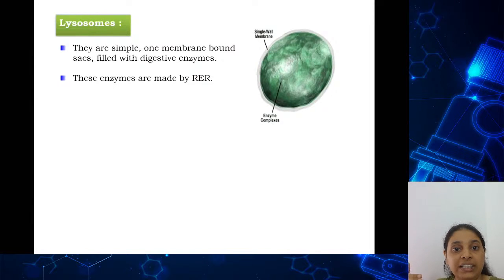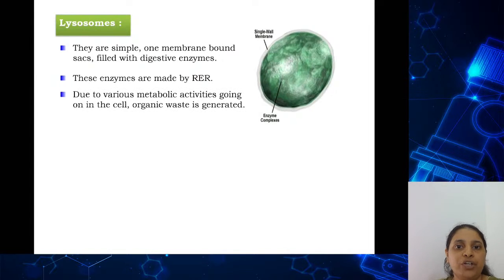Then these proteins, these enzymes, are carried to the Golgi apparatus. The Golgi apparatus is specialized in modification and packaging of materials. So all these digestive enzymes are packed by the Golgi apparatus to form a vesicle. And this vesicle is released by the Golgi apparatus, and now we call it a lysosome, right? So the enzymes which are present in lysosomes are produced by the rough endoplasmic reticulum.